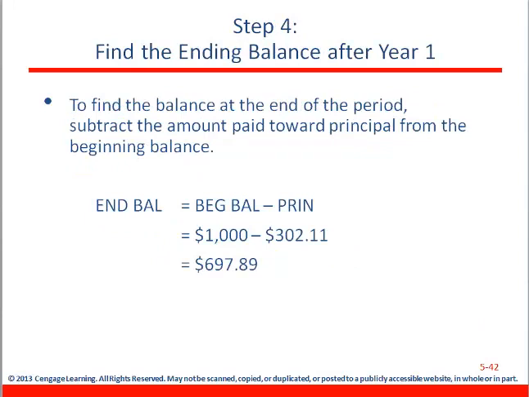Also, your balance gets paid down. So you started with an initial balance of $1,000. We reduced that by the principal payment of $302.11, leaving us a balance at the end of the first year and the beginning of the second year of $697.89. In time value of money, the end of 1 year and the beginning of the subsequent year is generally the same point in time. You could make an argument that the end of 1 year is December 31st at midnight, and the beginning of the next year is January 1st at 12:01 a.m., but we generally refer to them as the same point.